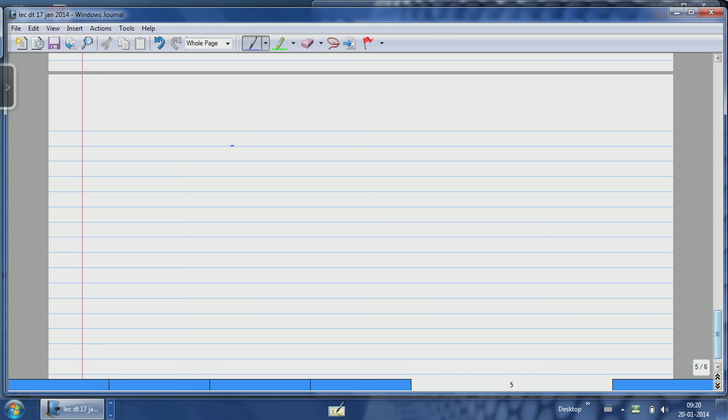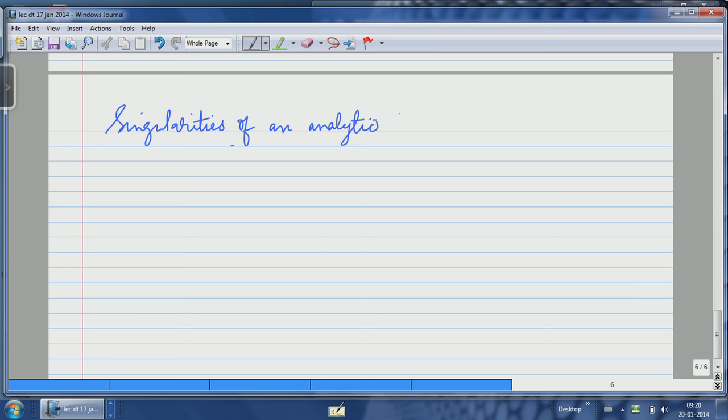So let me write here. Singularities of an analytic function. Singularities of an analytic function is what we are going to worry about. So first of all, let me recall. What is a singular point of an analytic function?